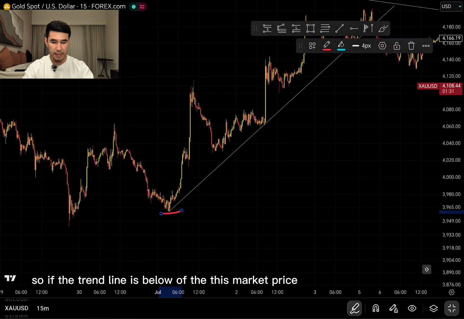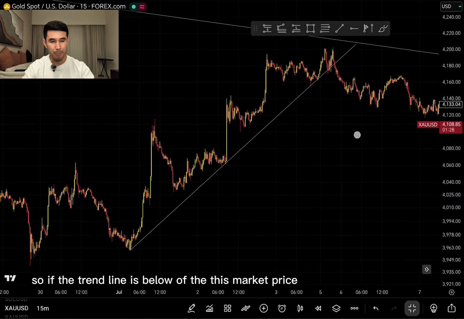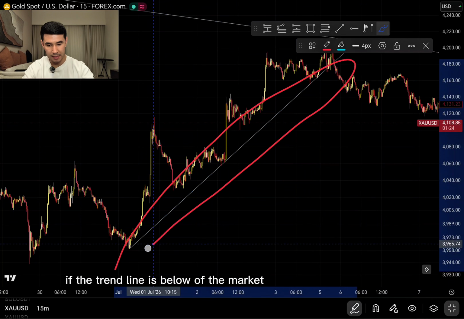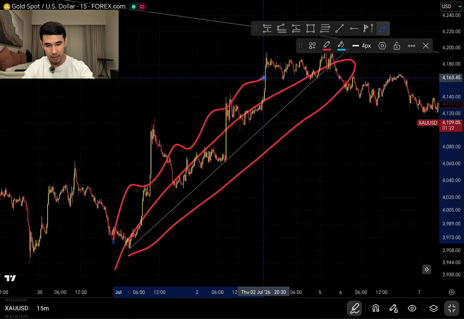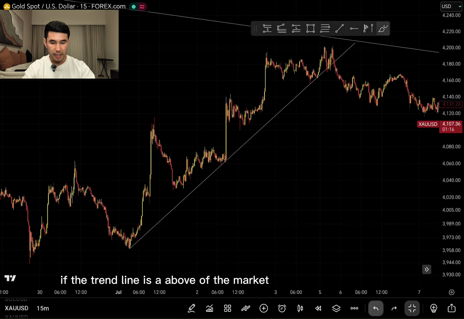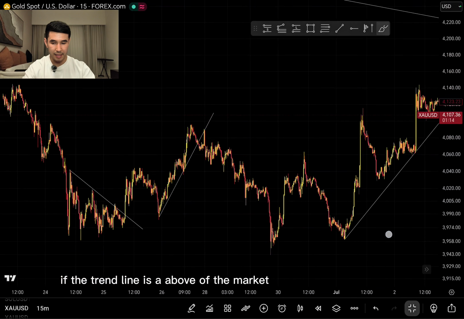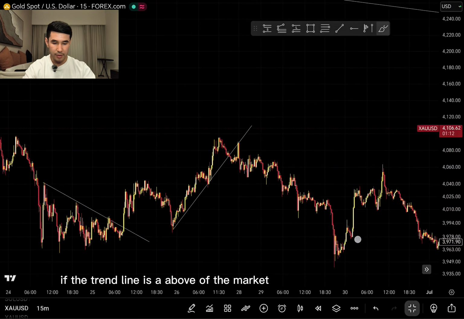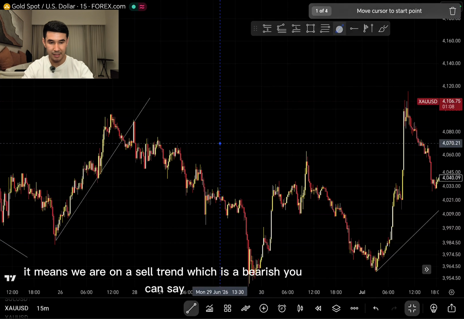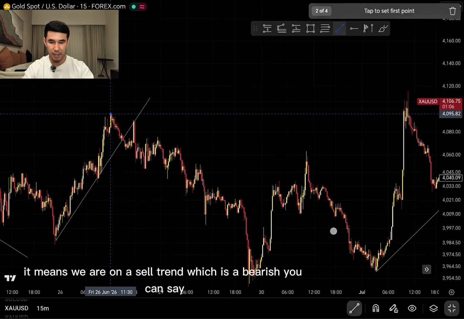So if the trend line is below the market price, it means we are on a buy trend line. If the trend line is above the market, it means we are on a sell trend, which is the bearish, you can say.